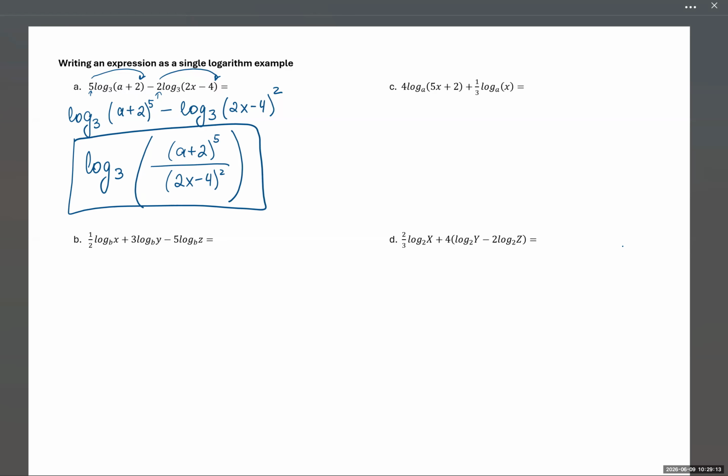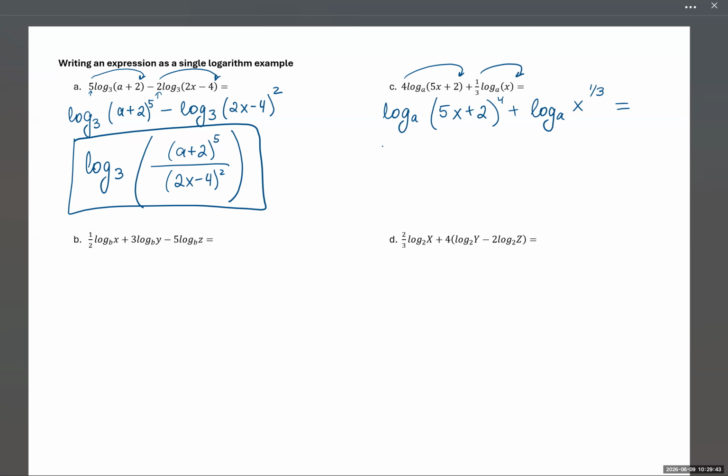Let's try it again with the one on the right. So the 4 will go into the exponent. The 1/3 is going to go into the exponent. So this is log base a of (5x plus 2) to the 4th power plus log base a of x to the 1/3 power. Now 1/3 power is the same as a cube root, and I am going to use it on the next one.